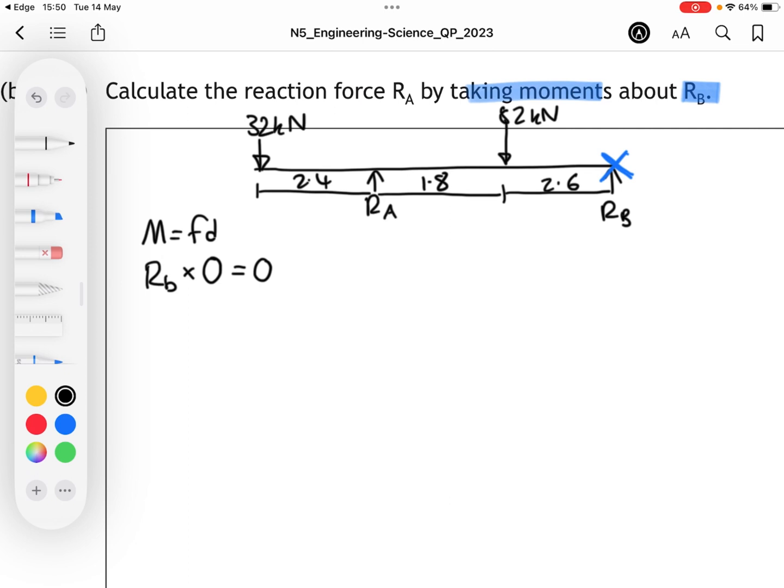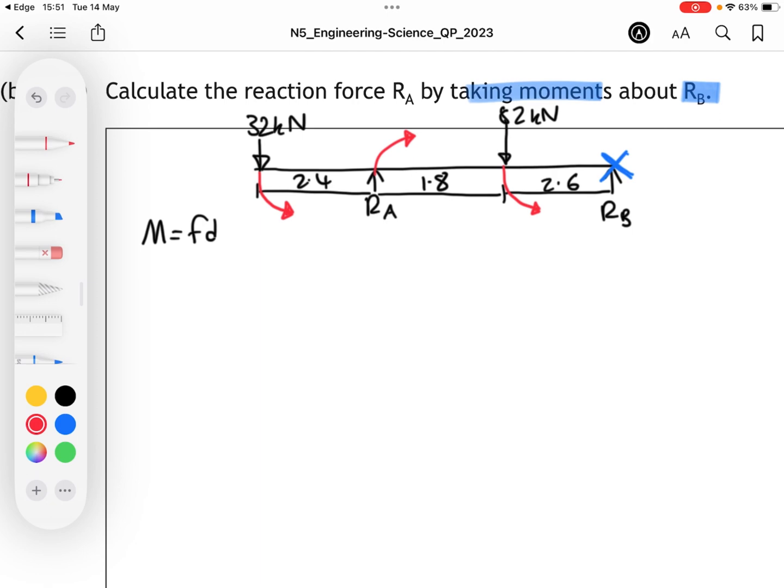And that is the real reason that we use this. It's very powerful because we can get rid of one of our unknowns and focus on the rest of what we do know. The other thing I like to do before I go too far into calculations is put little arrows on to show me which direction the moments caused by these forces are going to be turning. So the 32 kilonewton force would cause this beam to rotate that way if RB was a pivot point. RA would cause it to rotate this way, and the 82 kilonewton force would cause it to rotate this way.